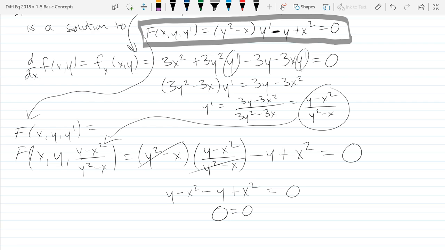So the next thing we're going to get into is general solutions, basically where we pay attention to the constant. So I alluded to this before, where you can add a constant to y and y prime doesn't change.